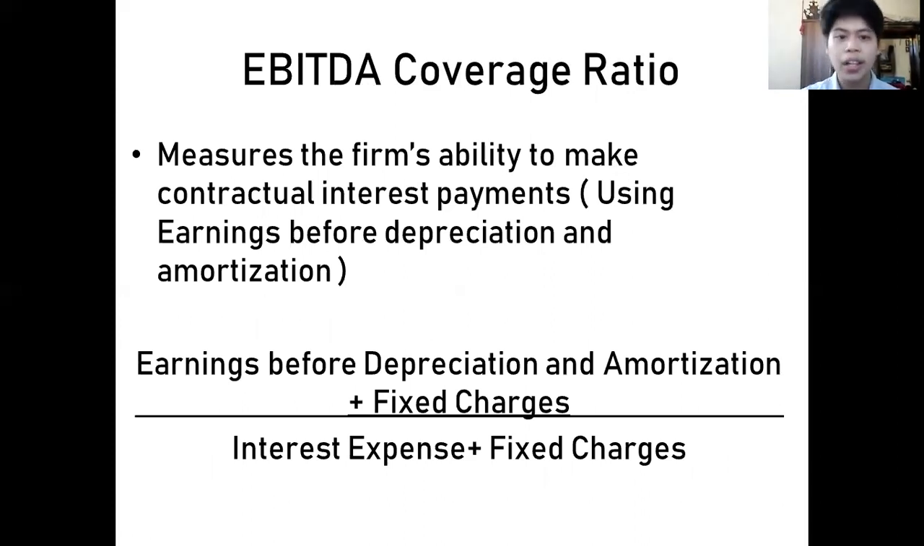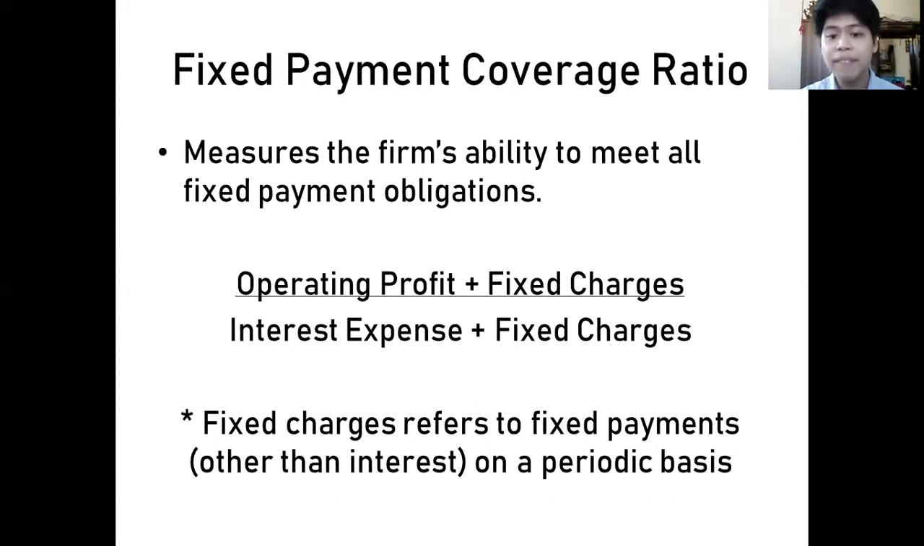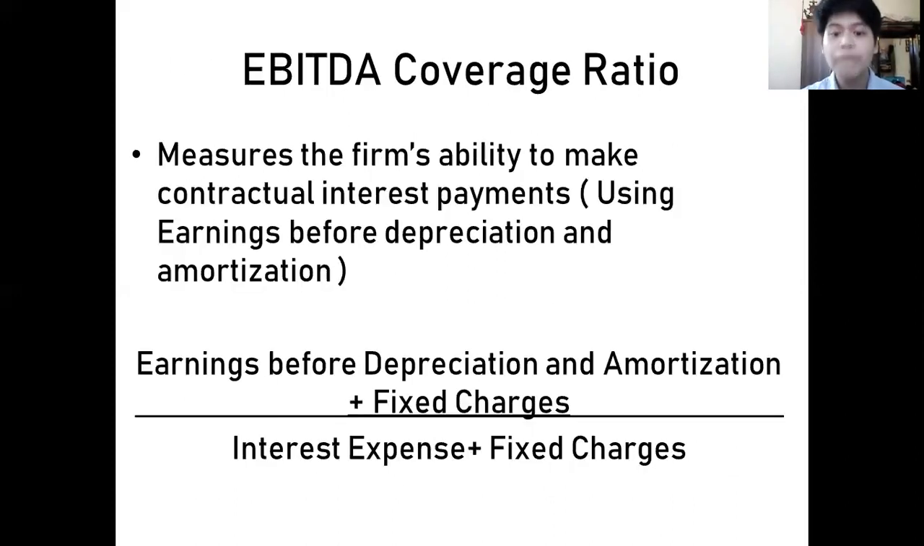EBITDA coverage ratio. Okay, ito pa yung medyo pina-extend or pinahabang times interest earned ratio. Ito naman measures the firm's ability to make contractual interest payments using earnings before depreciation and amortization. Kanina, napapansin nyo, operating profit or EBIT. Ito, EBITDA. So, earnings before interest, taxes, depreciation, and amortization.